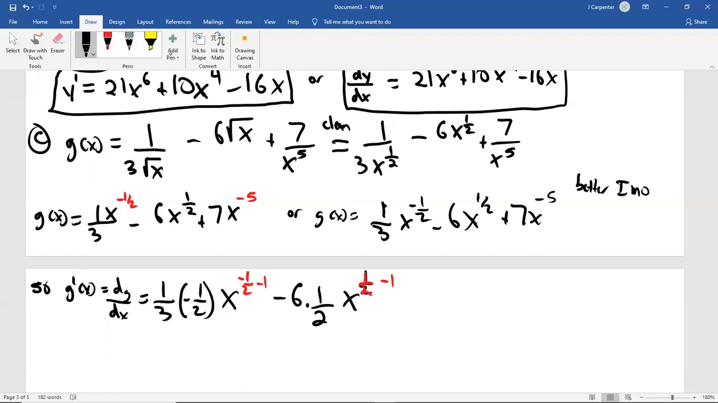Then our plus. Leave the 7. Bring the negative 5 down in front or after the 7 times x to the. And then we have our negative 5 that we're going to drop by 1. Decrease by 1, that is to say.